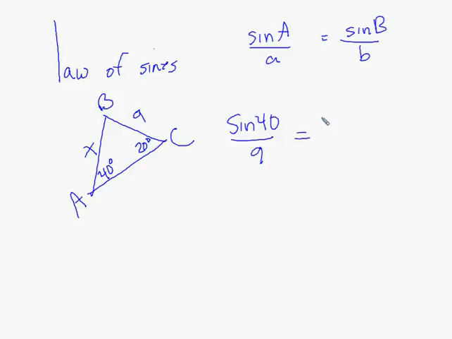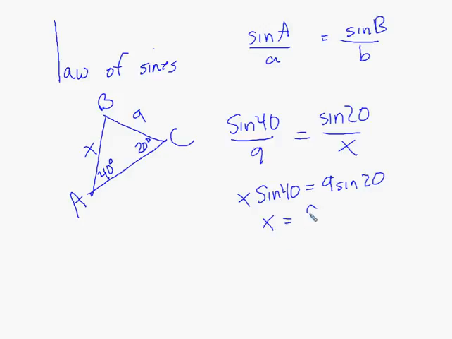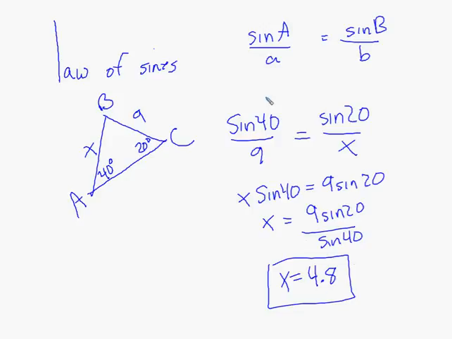Sine 20 over x. Then you cross multiply. x sine 40 equals 9 sine 20. You divide by sine 40. And then Josh can finish it. He says 4.8. I'm just going to trust that that's correct. Any questions on how we set that up?